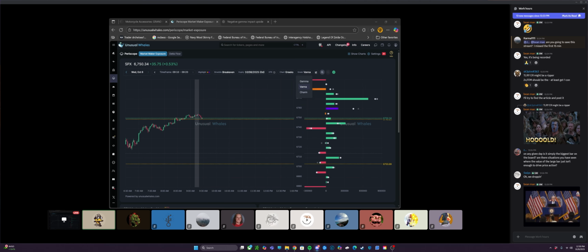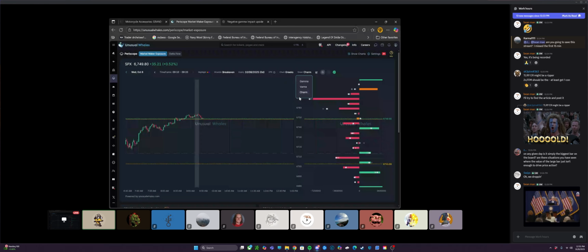On any given day, is it simply the biggest bar on the board? Not necessarily, because the biggest bar on the board doesn't always correspond to positioning. As a general rule, look for the biggest bar, because that can give you an idea of what the overall sentiment is. But I would generally recommend you hone your viewing more precisely. I don't know if that makes sense.